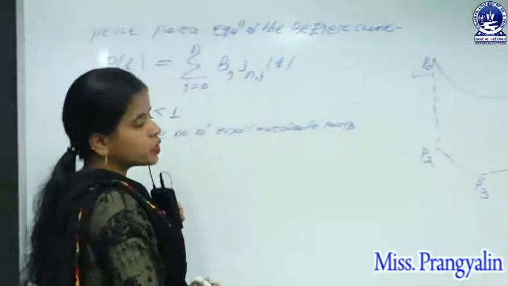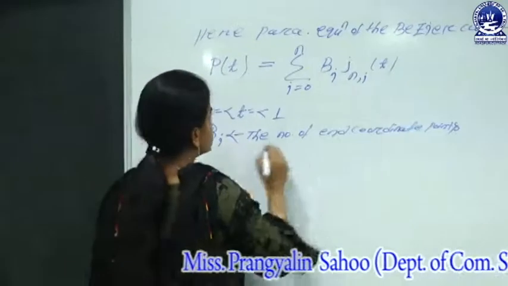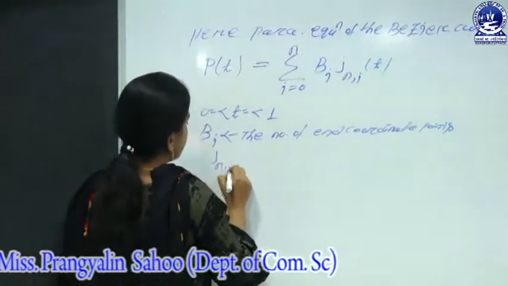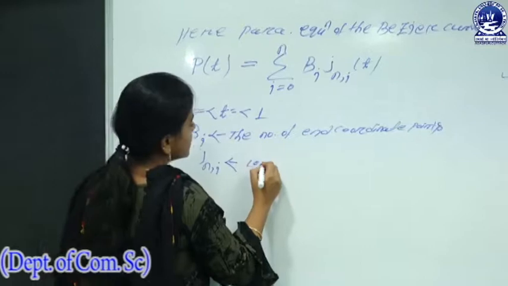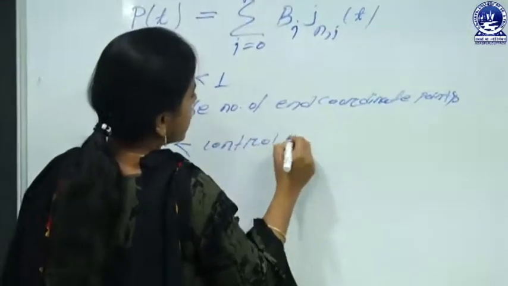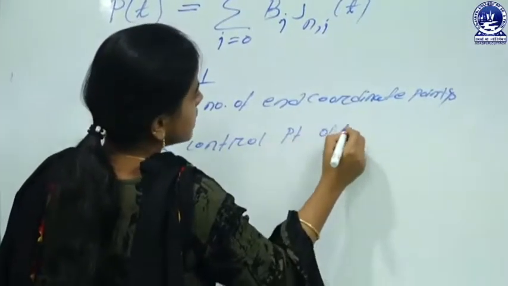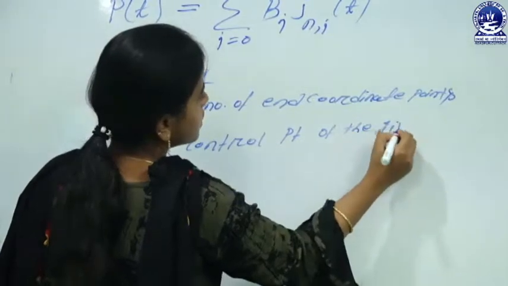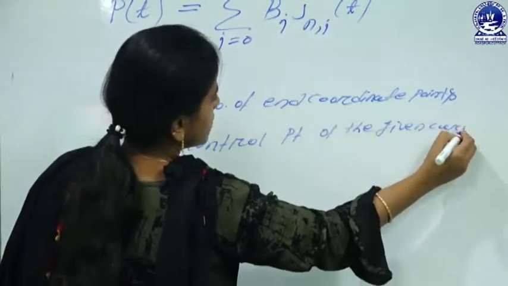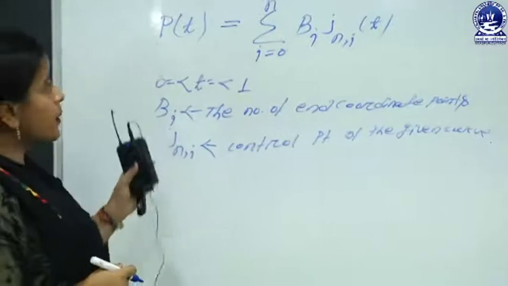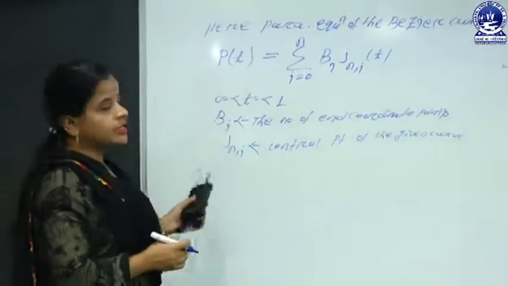That's your P0 and P1, and the J n i components are given over all the control points of the given curve. Okay, that's your general parametric equation of the Bezier curve.